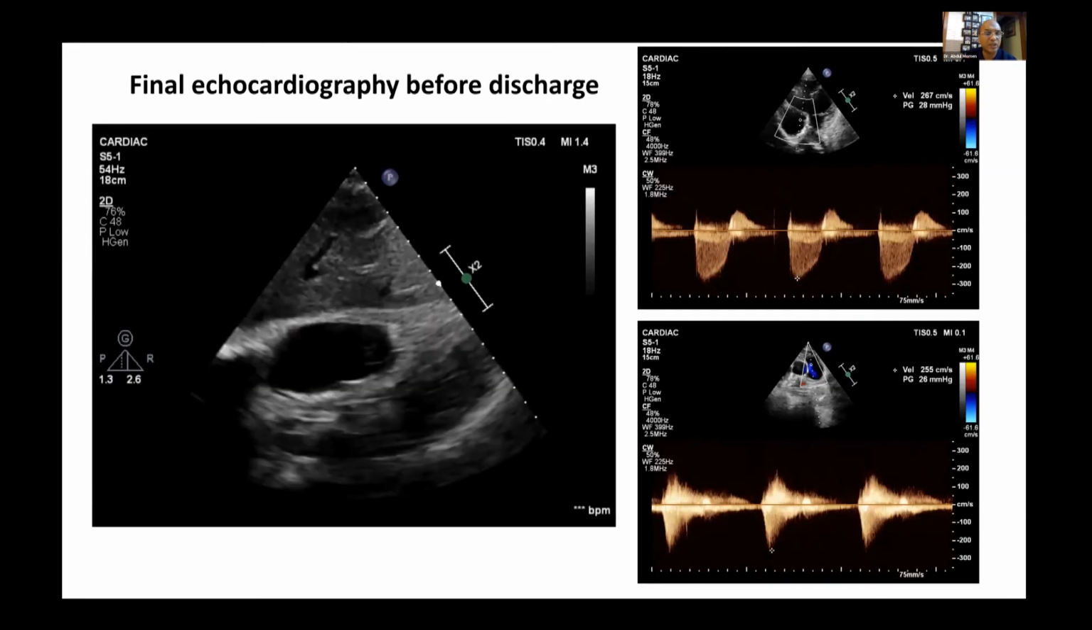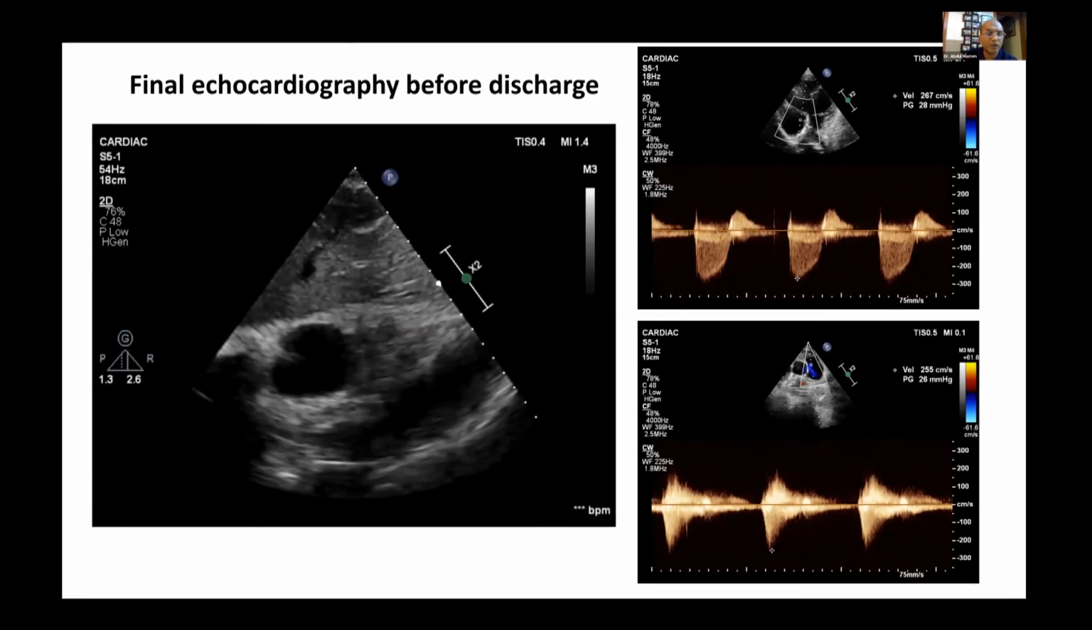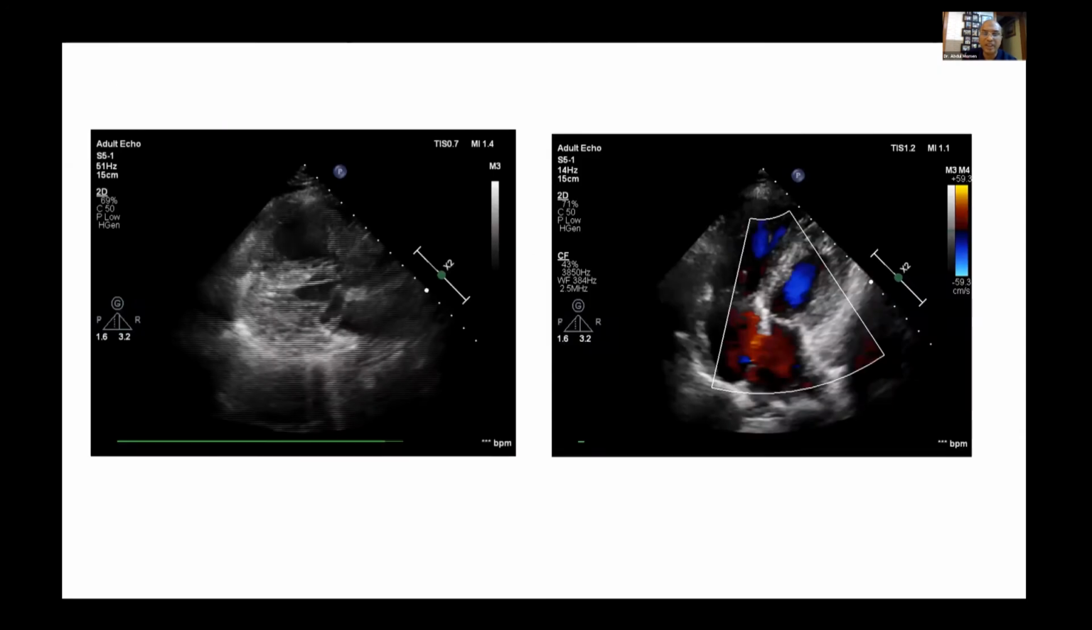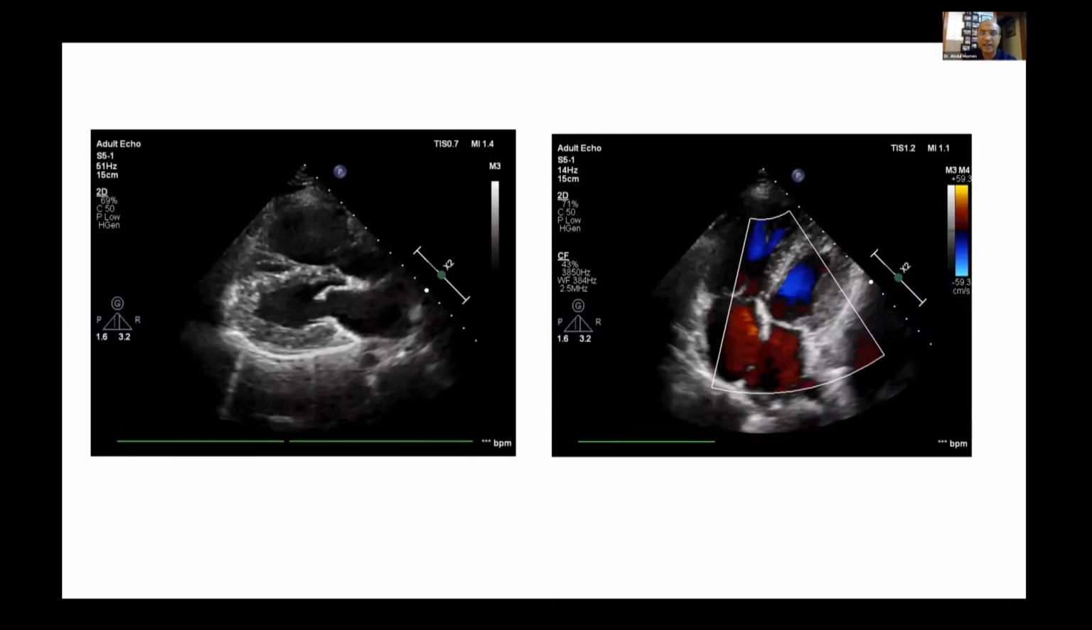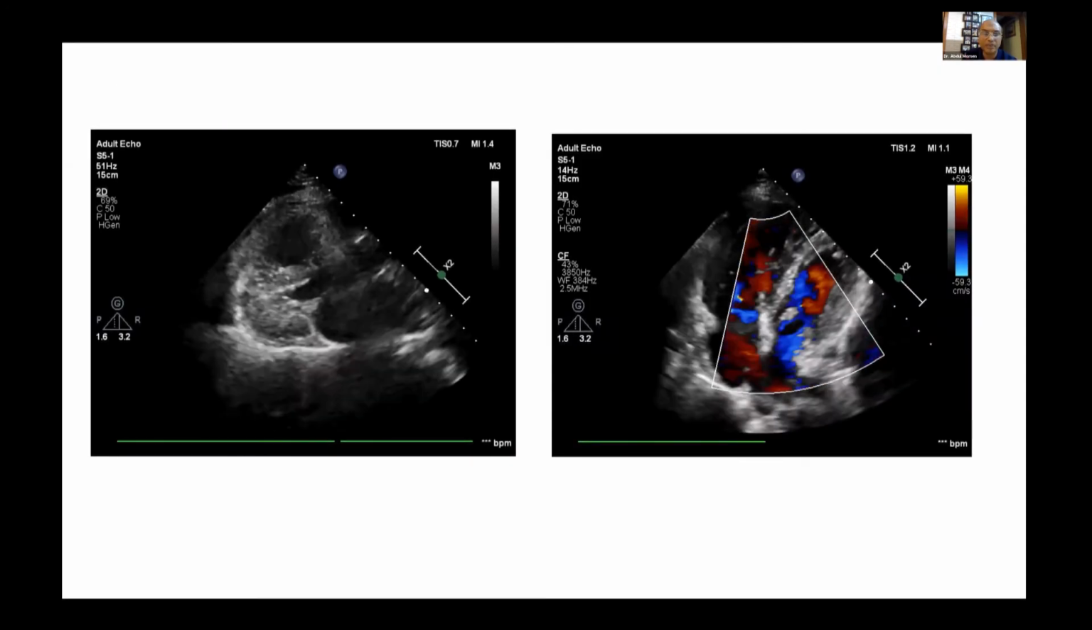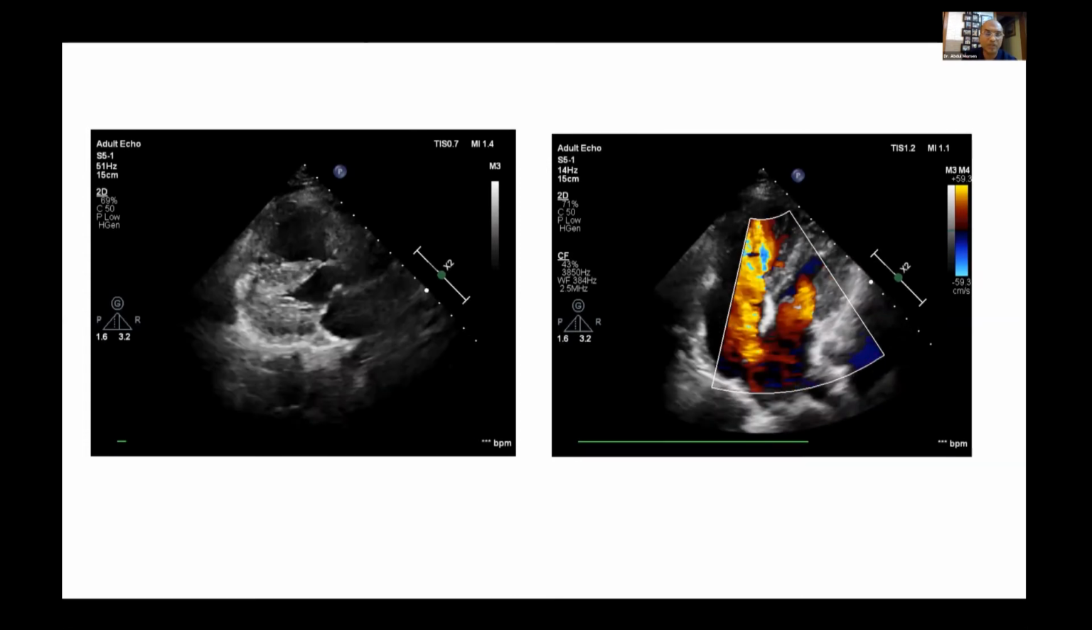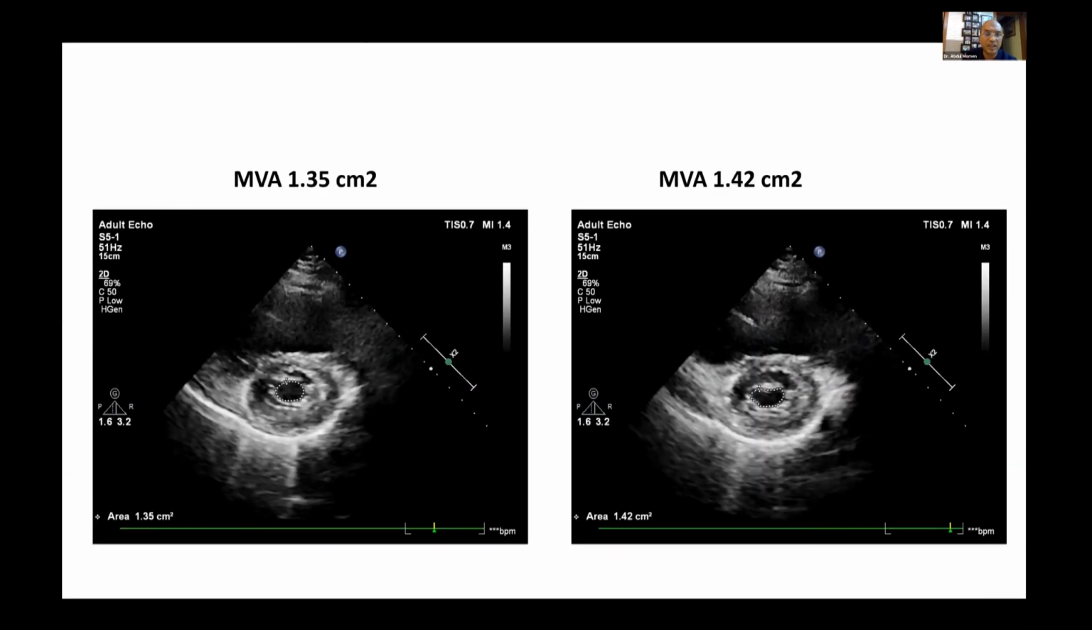This is the case of a 32-year-old female. This is the case of Lutembacher syndrome. There is a significant shunt across the ASD, and there is also severe to moderate mitral stenosis, mitral valve area 1.35. This is the ASD.